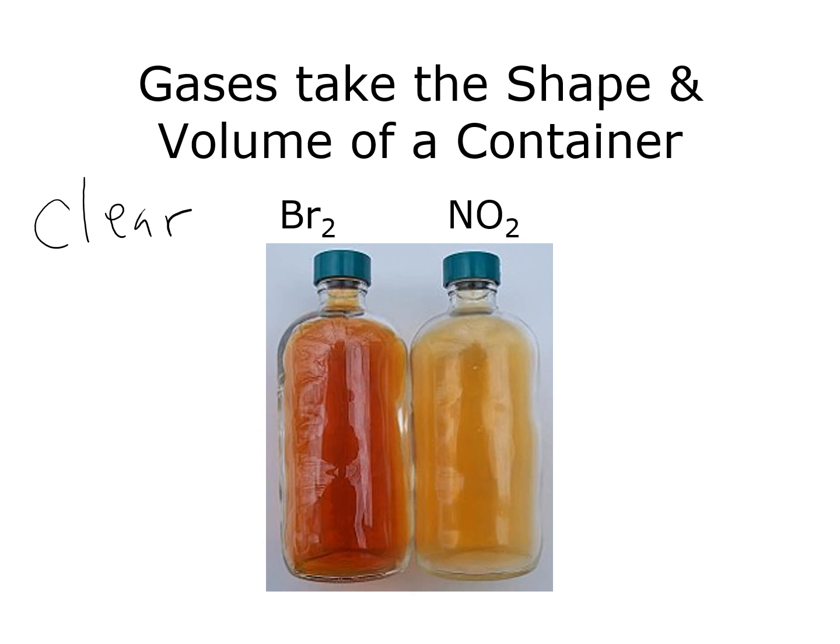Here I have an example of two colored gases. On the left, I have bromine, which is a reddish-brown gas. On the right, I have NO2, which is a brown gas.